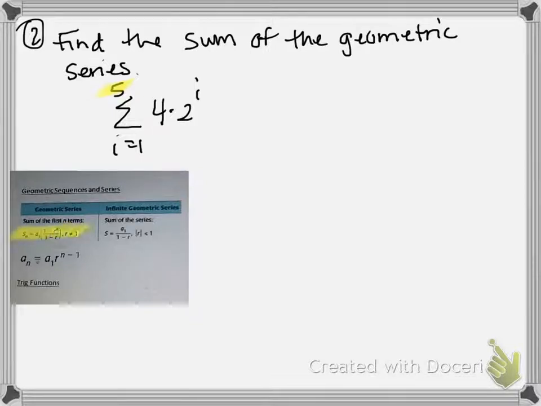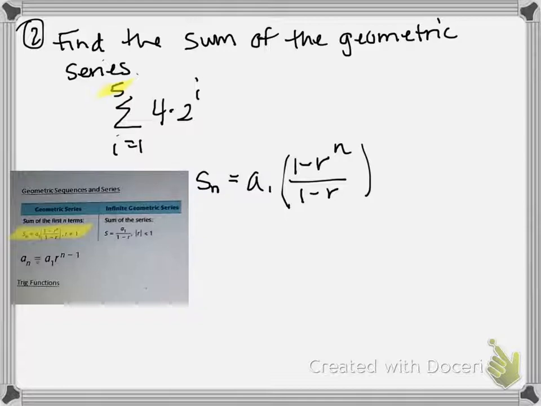So for the first n terms of a finite geometric series, I can use this rule here. And the rule is that the sum of the first n terms is the first term times 1 minus the constant ratio to the n power, over 1 minus the constant ratio.